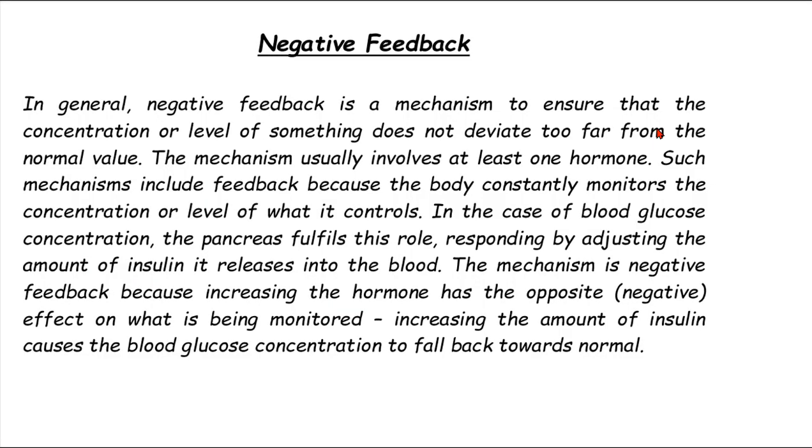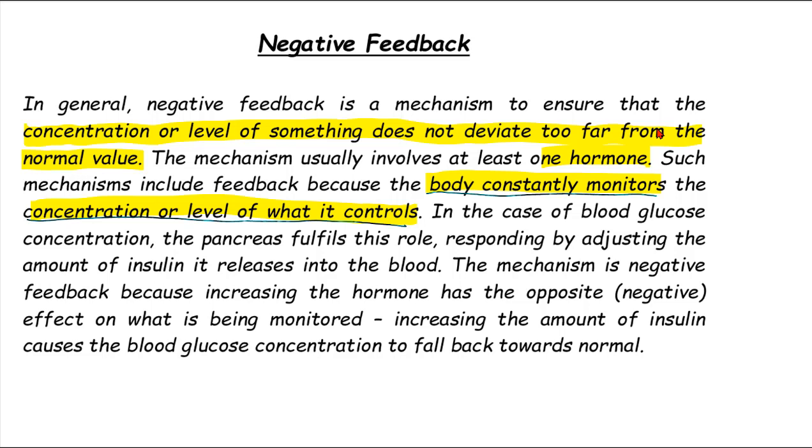Now the next little part about the hormone insulin is negative feedback. So negative feedback is a mechanism to ensure that the concentration or level of something does not deviate too far from the normal value. It usually involves at least one hormone. Now, such mechanisms include feedback because the body constantly monitors the concentration or level of what it controls. Now, that bit is a pretty important line. The body constantly monitors the concentration or level of what it controls.